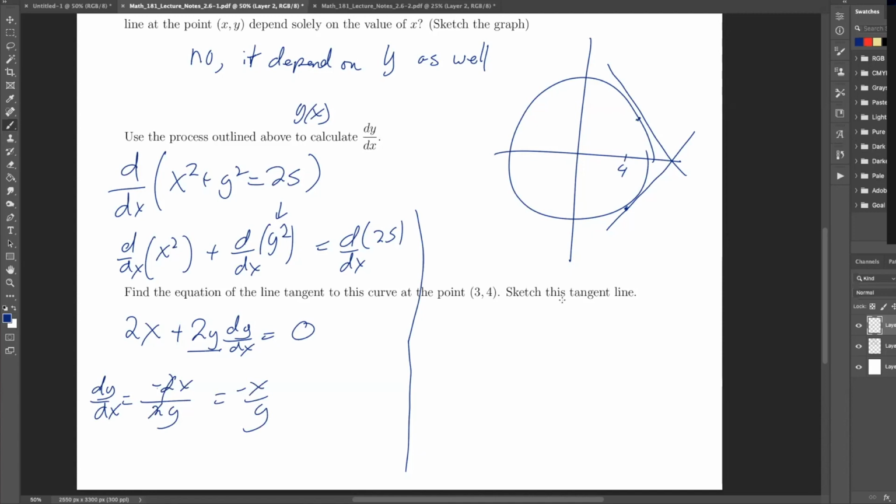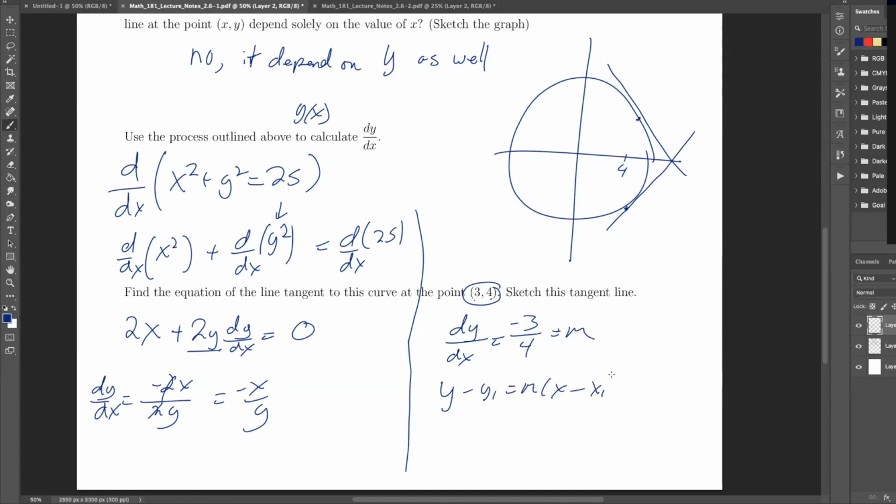Okay. Now, if I want to find the tangent line at this point, I already have my point. All I need is my slope. And to find the slope, all you have to do is plug it into this. Well, dy dx is minus my x, which is 3 over 4. And so here I have a point, I have the slope, which is equal to m, and you just plug it into this formula.